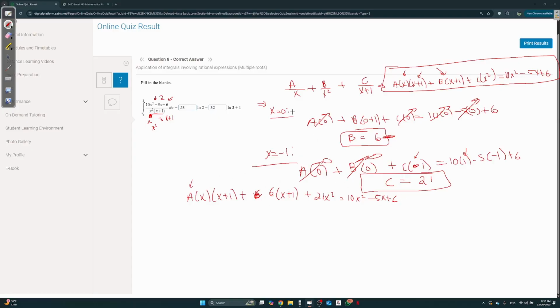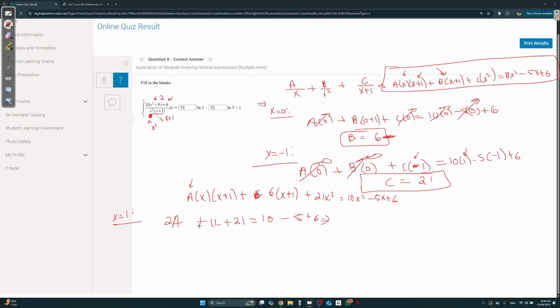Let's choose an easy value. We put 0, we put negative 1. Let's choose 1. Substituting x equals 1, you're going to get a times 1 times 2. So 2a, right? A times 2 is 2a. Plus 6 times 2, which is 12. Plus 21 times 1 squared, which is 21. Equals 10 minus 5 plus 6.